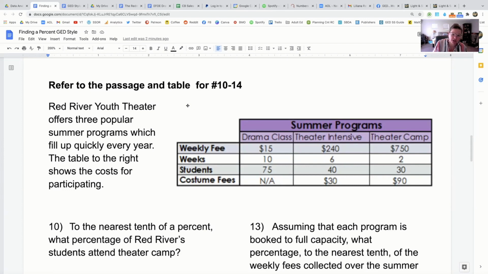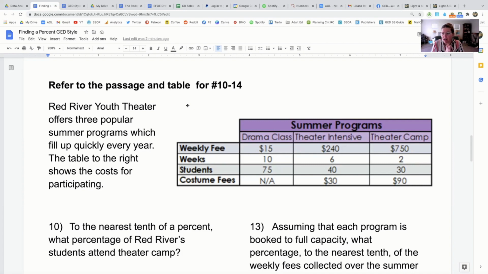So, first of all, let's just go ahead and read this passage. It says, Red River Youth Theater offers three popular summer programs which fill up quickly every year. The table to the right shows the costs for participating. Okay, I'm not super excited about this passage. It didn't give me a ton of information. However, I do see that this table over here on the right is going to show me how much it's going to cost if I want to participate or have my student participate.